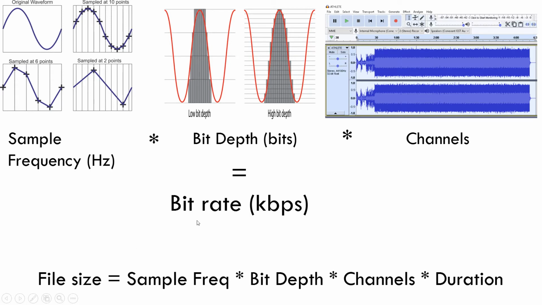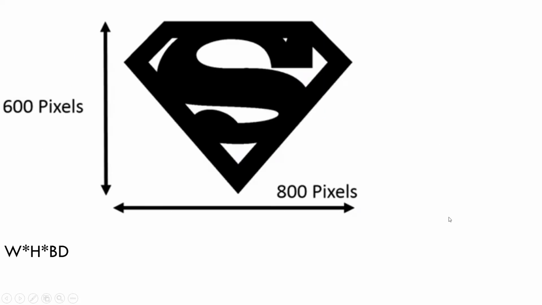And the reason why is because you will have some metadata as well. So metadata might include things like the file format, the duration. Actually, the metadata would be all of these things. So the file size would be all of these multiplied together plus the metadata. But if the metadata is not given, this is a decent enough approximation.